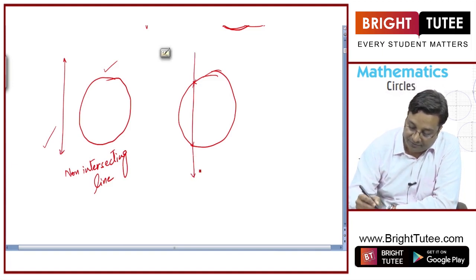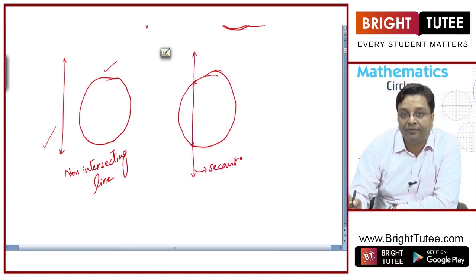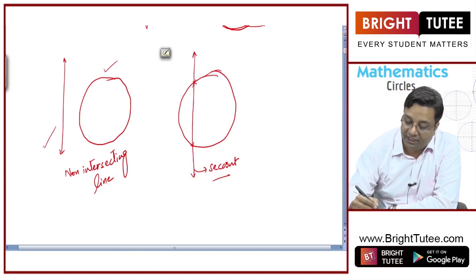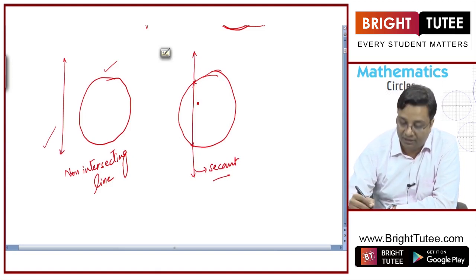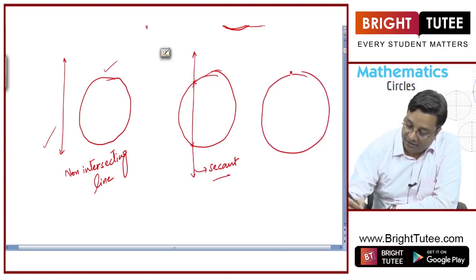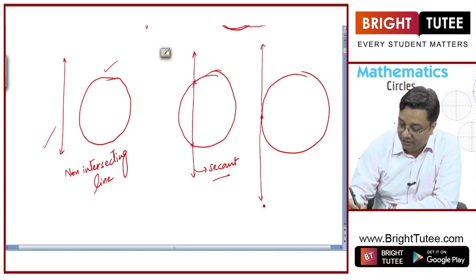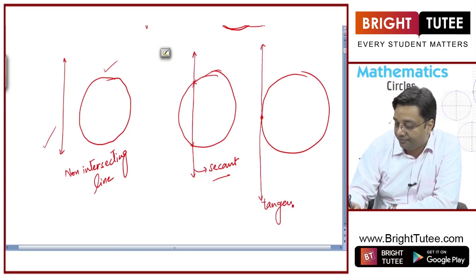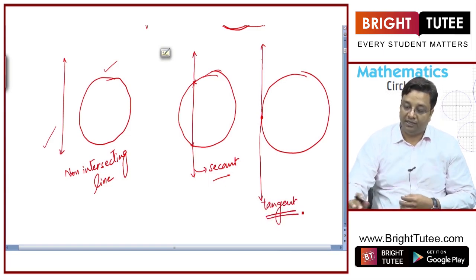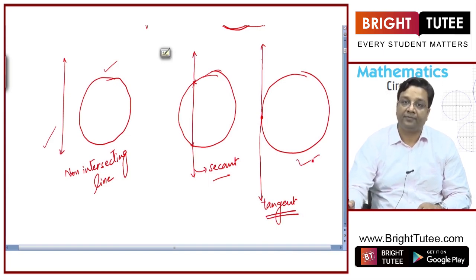So the maximum points of intersections of a line and a circle are 2, and this line is known as secant of this circle, right? This line which intersects the circle at 2 points is known as secant of the circle. And there can be another case where the line is intersecting the circle at just 1 point, right? So this line is intersecting or meeting the circle at just 1 point. This is known as tangent, right? This line is tangent to this circle, okay?